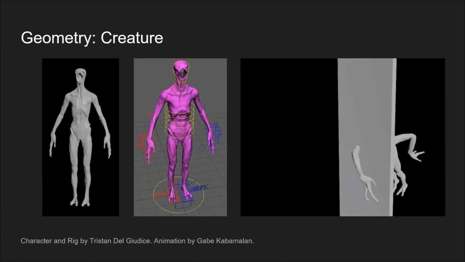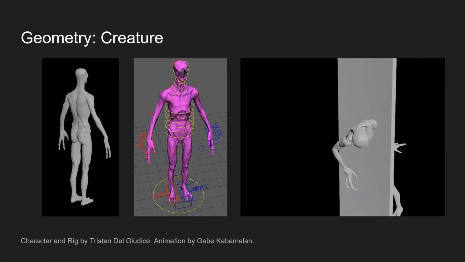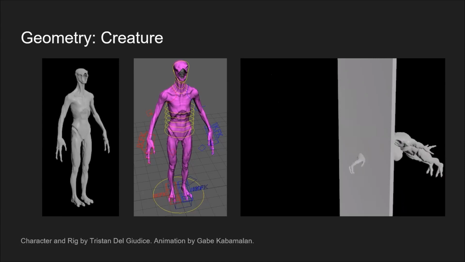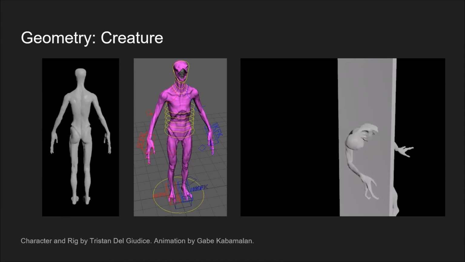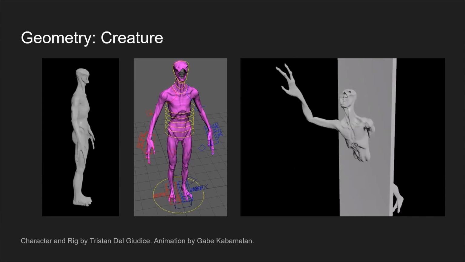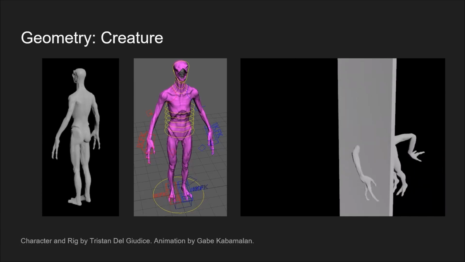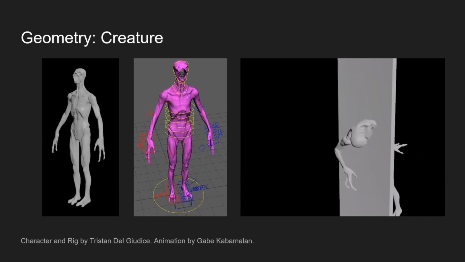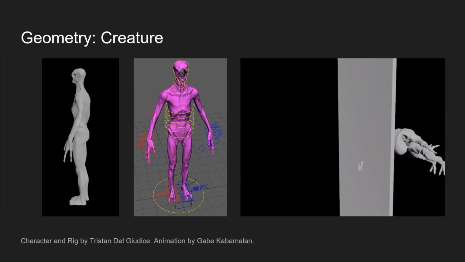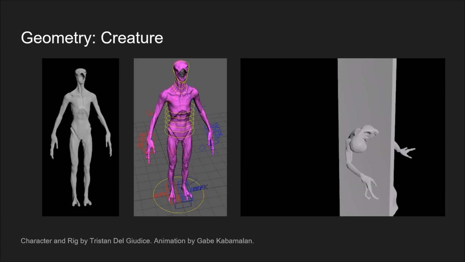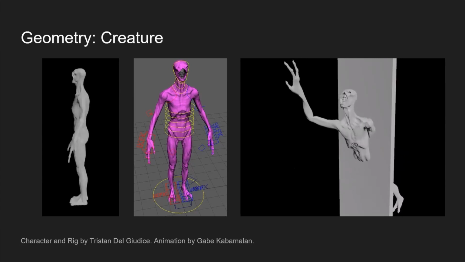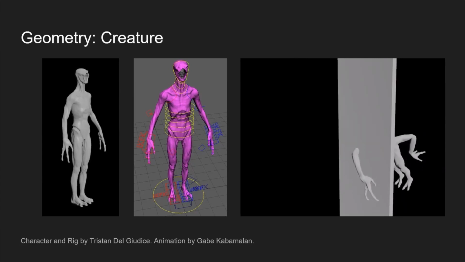And want to go over the character. This is the first thing that we wanted to finalize before moving on with the project. And the character rig and the sculpt and the texturing is done by Tristan Del Giudice, and the animation is done by Gabe Kevin Mallon. And if you look on the right side here, that is the template geometry that we worked with, so we can get the animation to look right and the creature motion to fit with the wall.